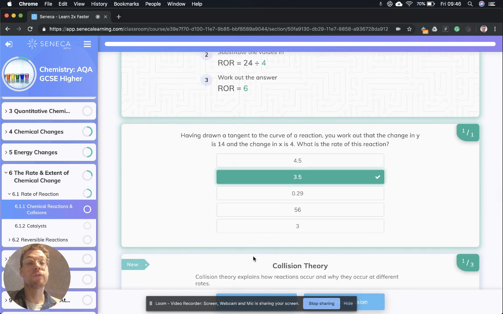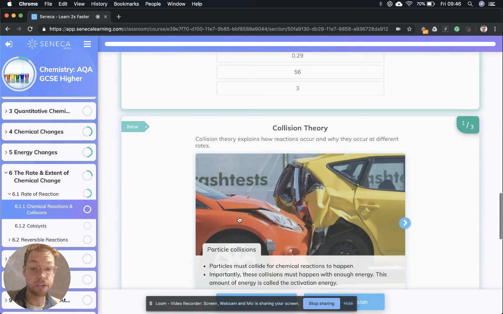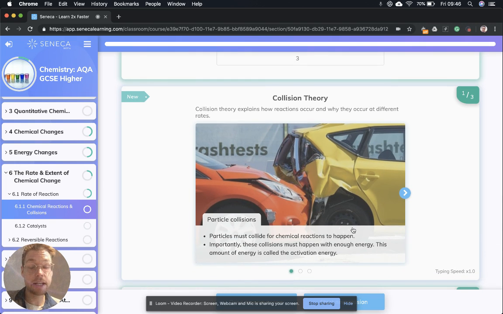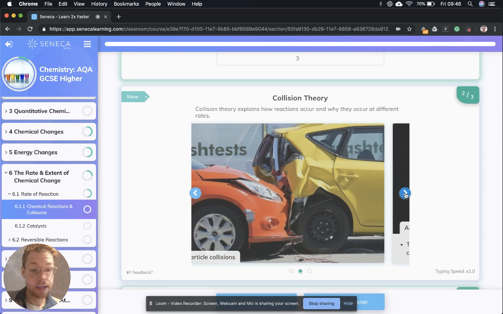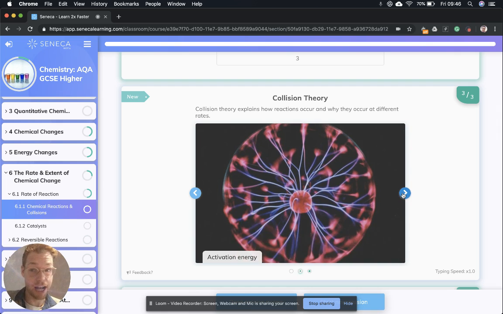Right, now we can't talk about rates without talking about collision theory. Collision theory is super important. Basically, what happens in a chemical reaction is the reactants collide. And these collisions have to be successful for the reaction to occur. What are successful collisions? Basically, collisions that are above the activation energy. And activation energy is just the minimum amount of energy particles need to collide with to cause a chemical reaction.